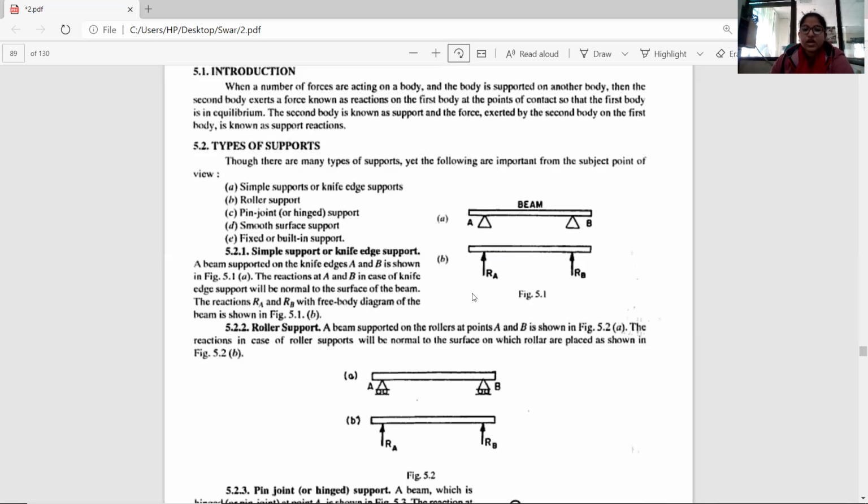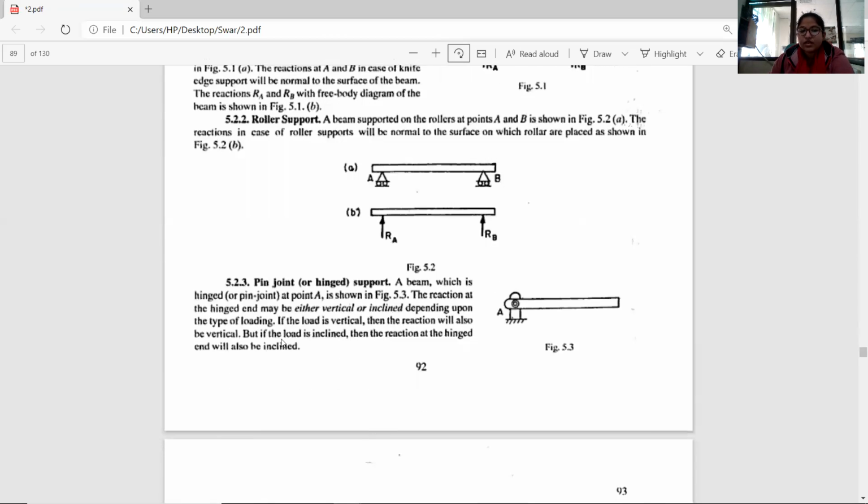Now, what is a roller support? In this diagram, these are my roller supports. In a roller support there is only one reaction, which is the vertical reaction. Why vertical? Because the roller support acts like this, and we have rollers, so the supporting reaction is only in the vertical direction. Again we draw it as a free body diagram, which is RA and RB, and this is my beam.